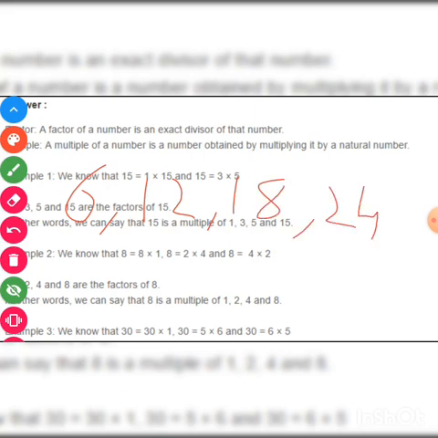Have you noticed one thing? The smallest multiple of a number is the number itself. We are talking about the multiples of 6, so the smallest multiple of 6 is 6 only, and all the rest of the multiples are more than 6. And one more important point about multiples is that the number of multiples of a number is infinite, meaning it is unlimited.